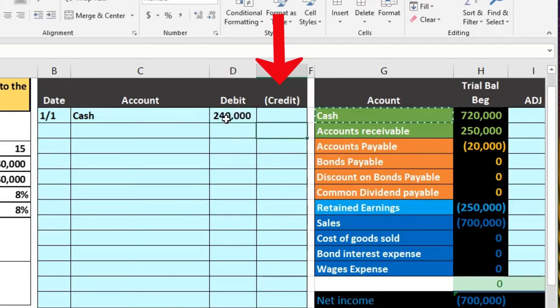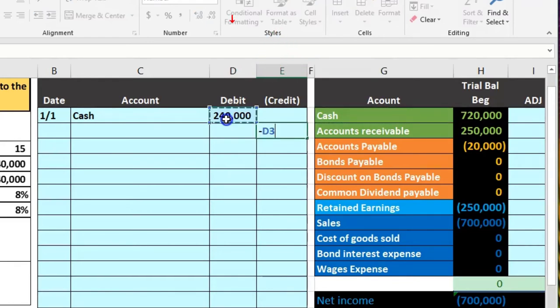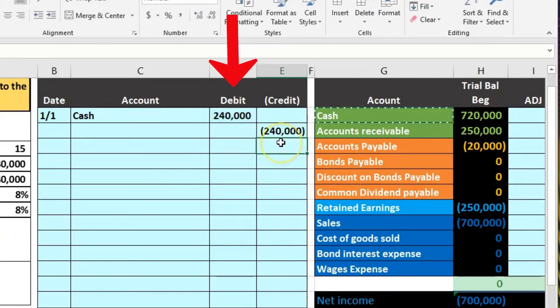And then we're going to credit something. It's going to be for the same amount. There's only going to be two accounts in this journal entry. So I'm going to do that with a little formula, negative of that number. It's going to take that number and flip the sign. You could type in a negative 240.